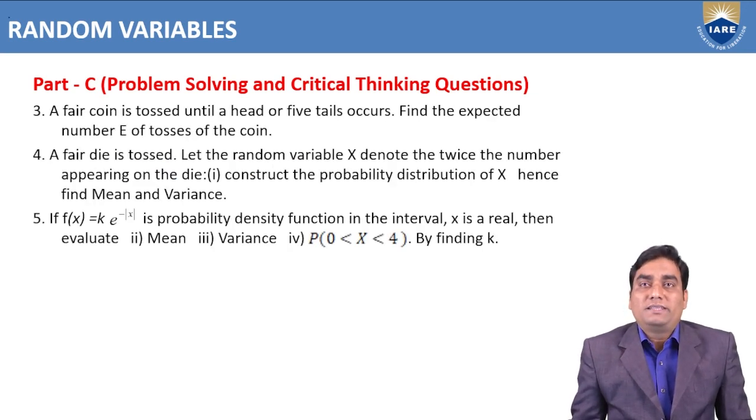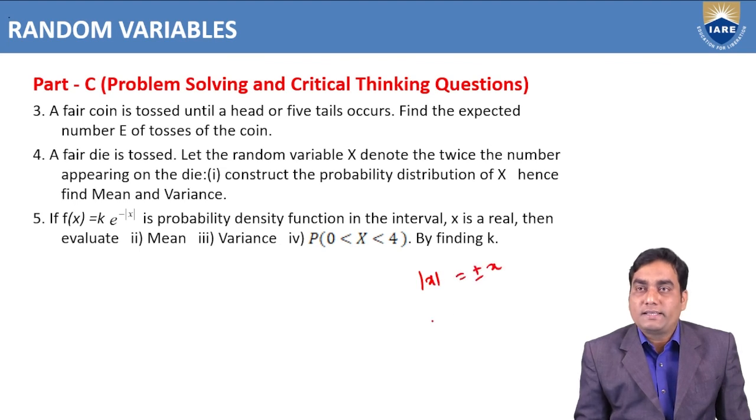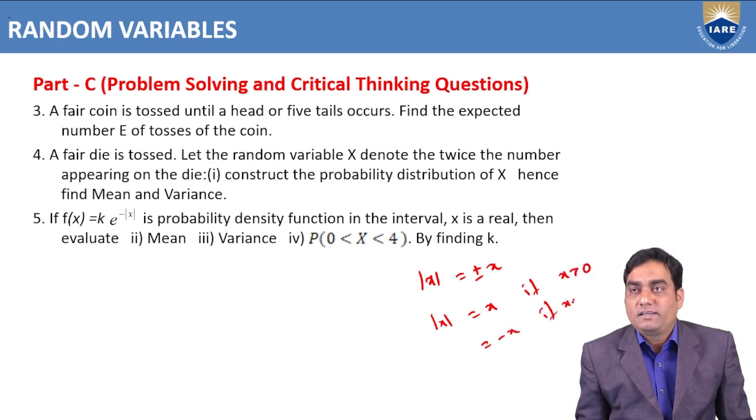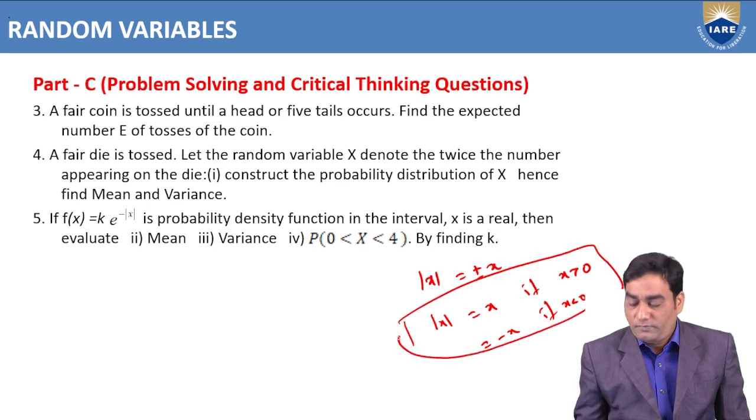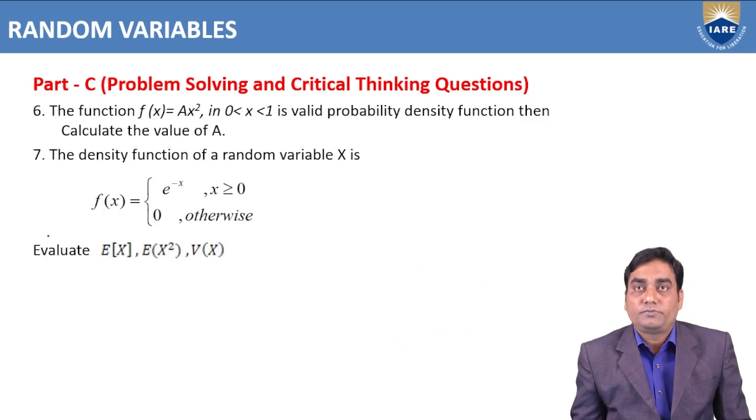And problem numbers 3, 4, 5. In 5, a density function is there, mod x is there. But you know, the mod x value may be plus or minus x. Mod x equals x if x is greater than 0. Mod x equals minus x if x is less than 0. If you know this concept, we can do this problem also. And 6th and 7th are also the same.